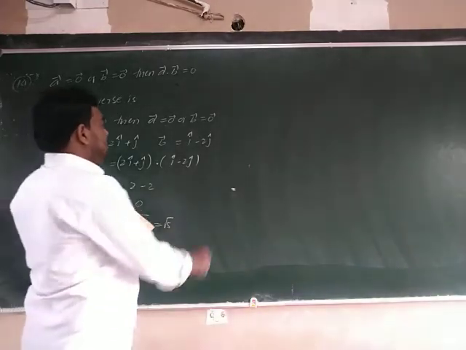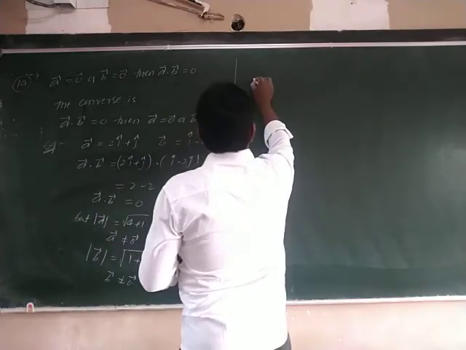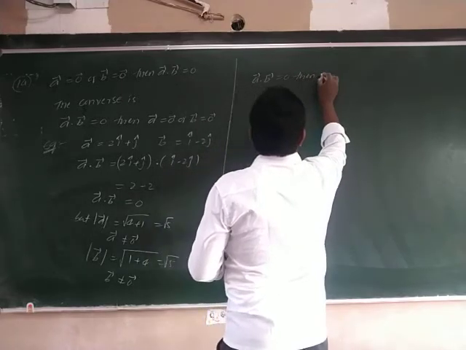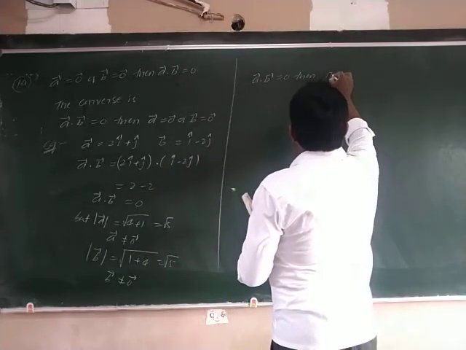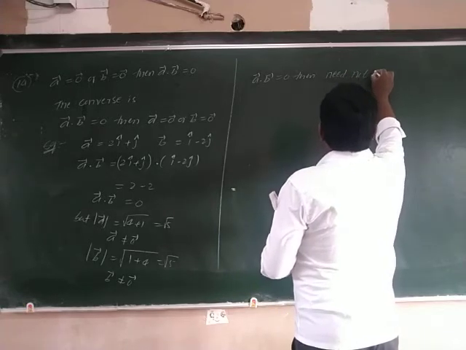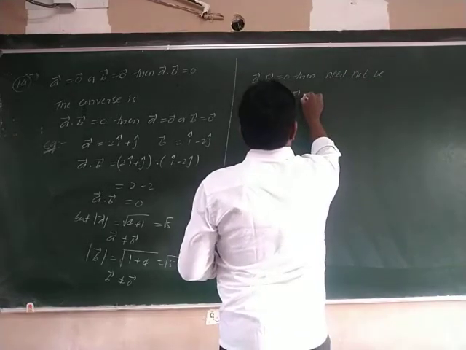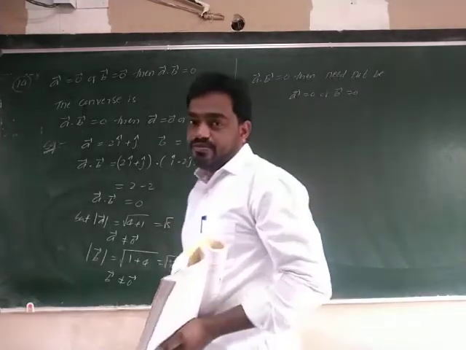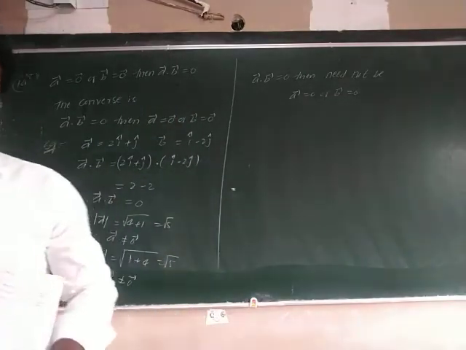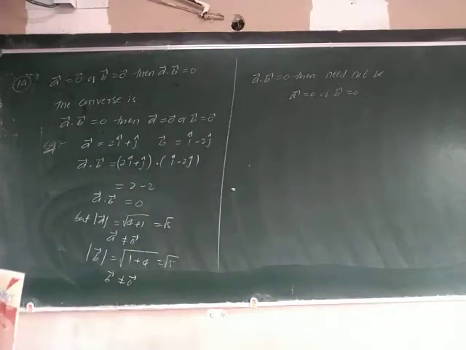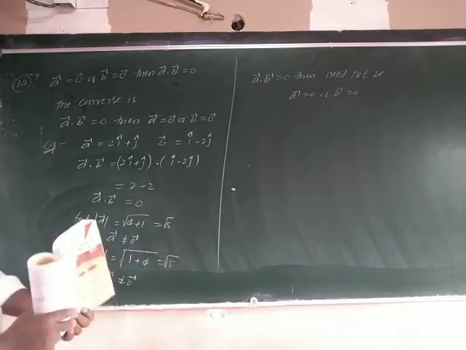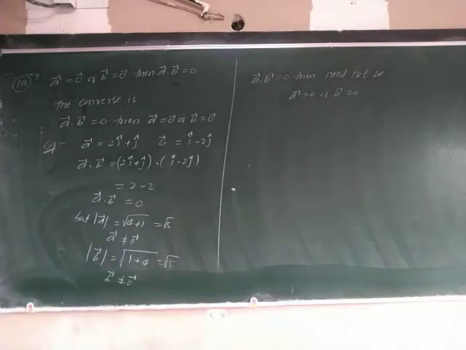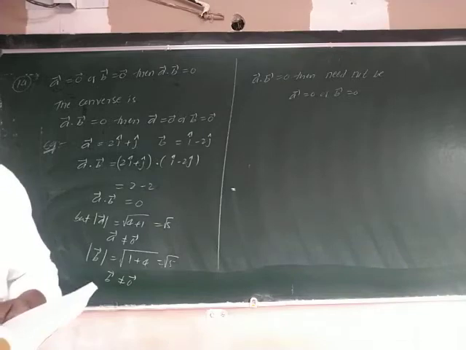You see the converse: a dot b is equal to 0, then it need not be that vector a is equal to 0 or vector b is equal to 0. You can take any one example where the product is 0 but a and b are not equal to 0. I have taken this one. So like this we will do. Right?